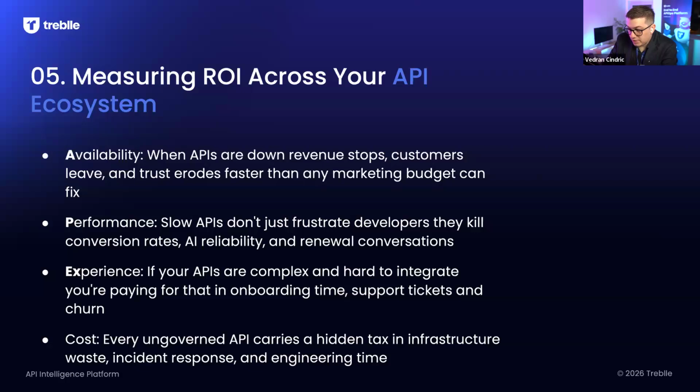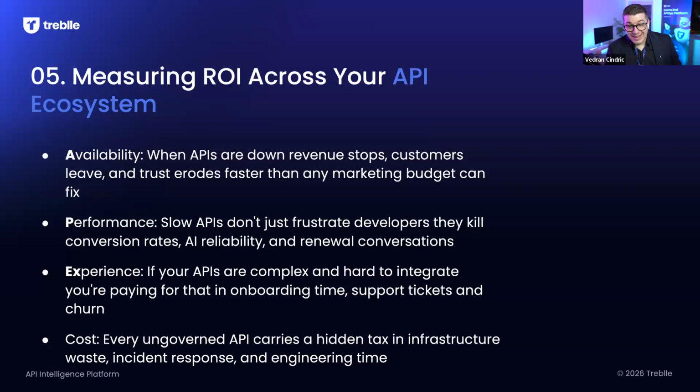In the world of AI, it kills AI reliability, and you do not get those renewal conversations. They go somewhere else. Finally, experience. If your APIs are complex and hard to integrate, you're paying that in onboarding time, support tickets, and churn. We've talked about this, but having a very messy, unstructured, poorly documented API, your engineers will spend most of their time trying to provide customer support, trying to resolve support tickets that are all about people not knowing how to use your thing.